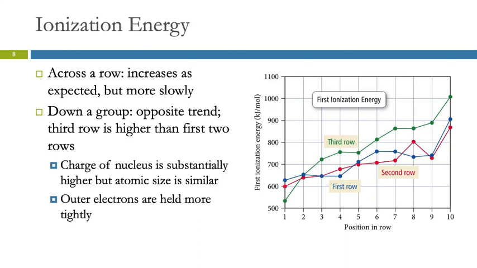Ionization energy. What do we see as a general trend in the periodic table? You go across a period, ionization energy goes up, increases. Makes sense because the atoms are smaller, right? So the electrons that we're trying to take away are closer to the nucleus, they're held more strongly. We do see this going across.